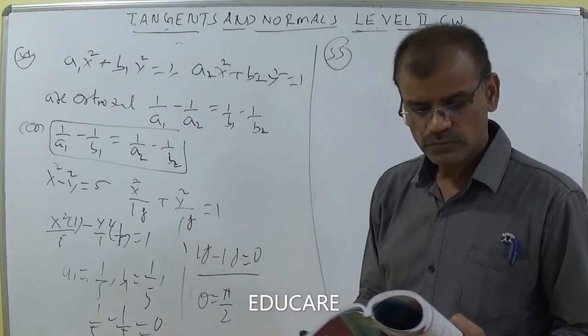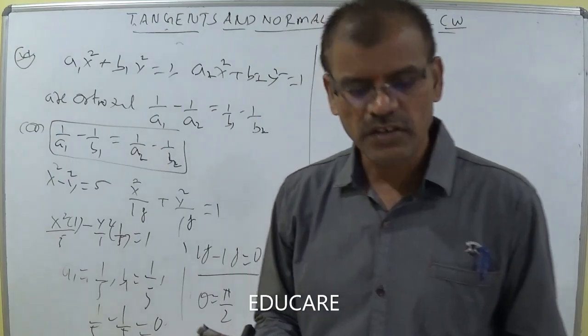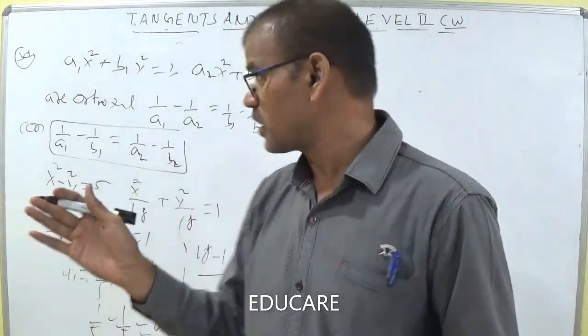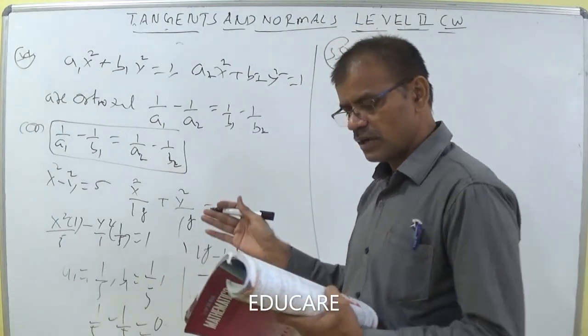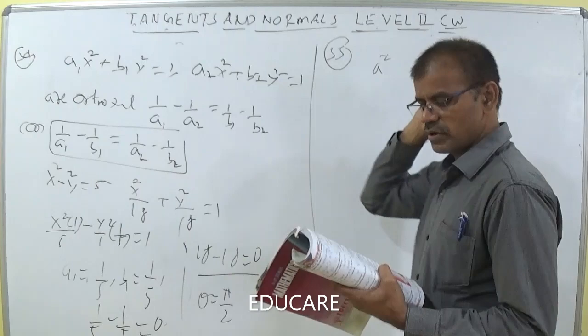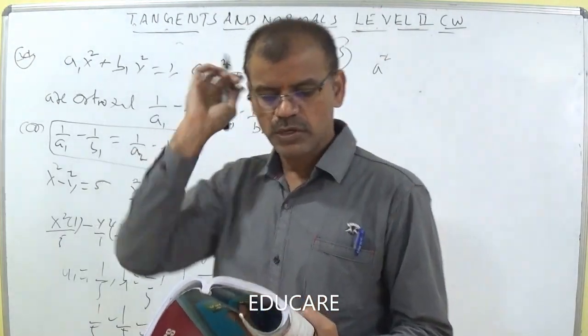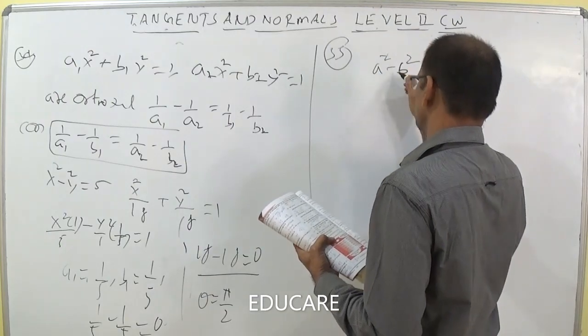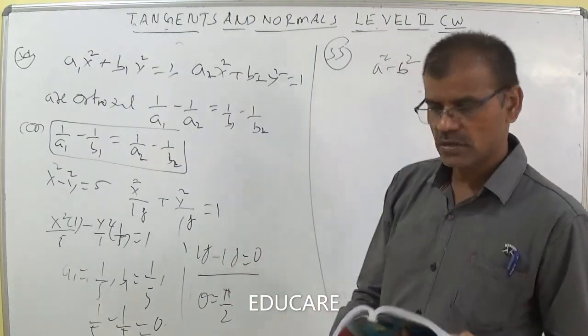35. This one you can directly say, same concept: 1 by a1 minus 1 by a2. 1 by a1 minus 1 by a2 means a square minus b square here. Using the first equation, what is the equation he has given?